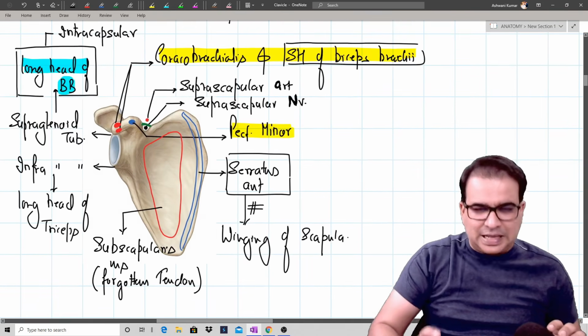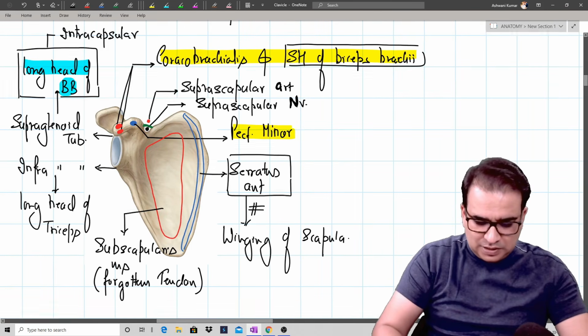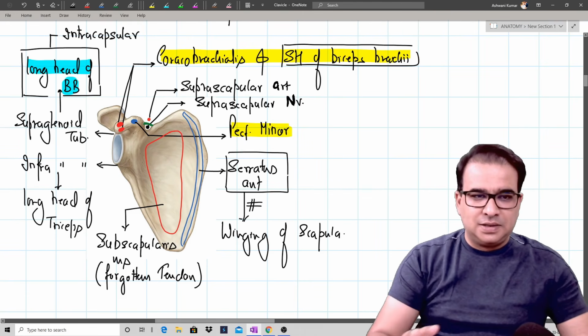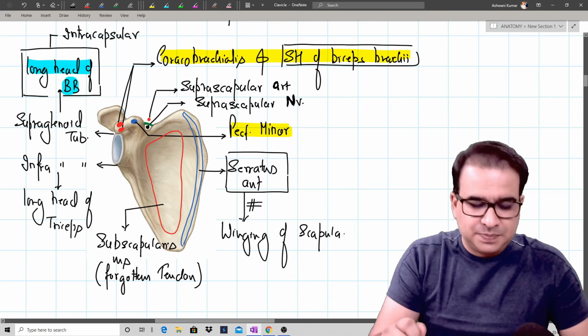What you can do, guys, you can take a snapshot of all these. Once I'm done with all these pictures, I'll just leave them for 5 seconds in this way so that you can take a snapshot of these images.